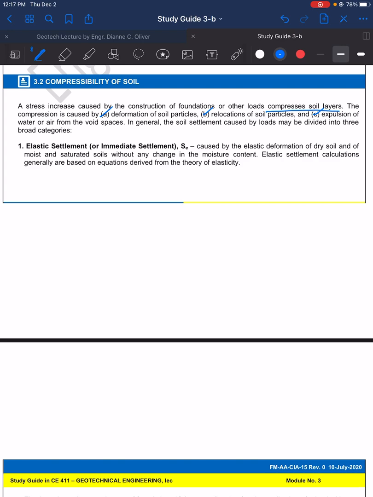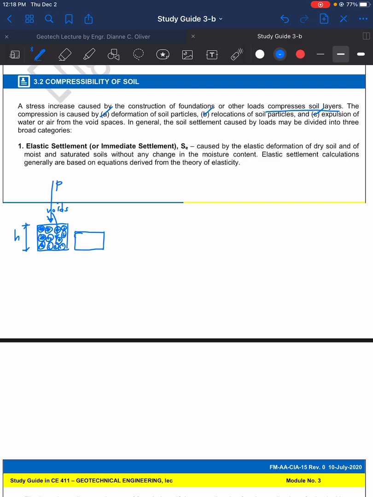So how does the deformation of soil particles cause compression? Let's take this as the volume of a soil sample. In this volume of our soil sample, we have the soil particles plus the spaces or the voids that exist in this sample of height h. If this sample of soil experiences a load P on top of it, what happens here is compression due to the deformation of soil particles.